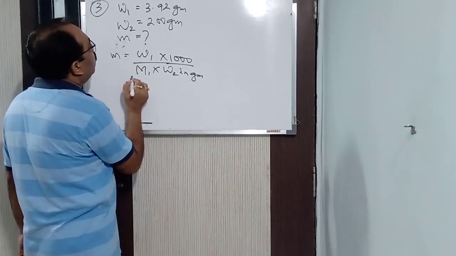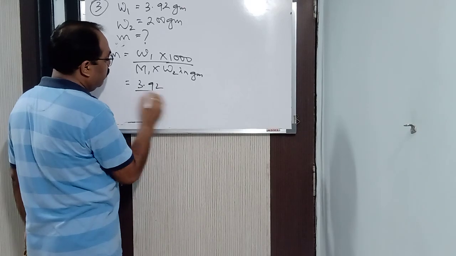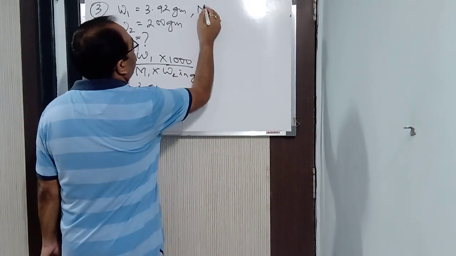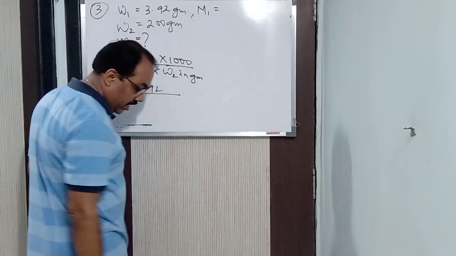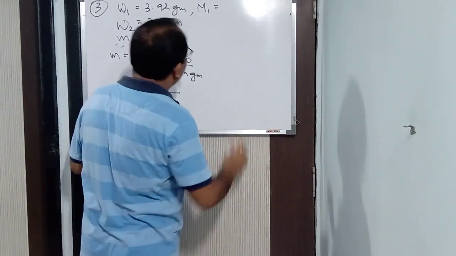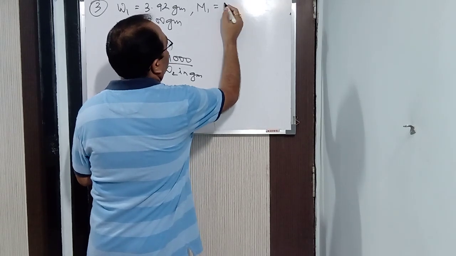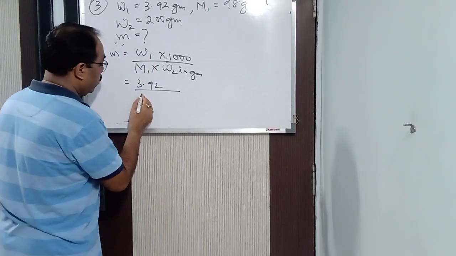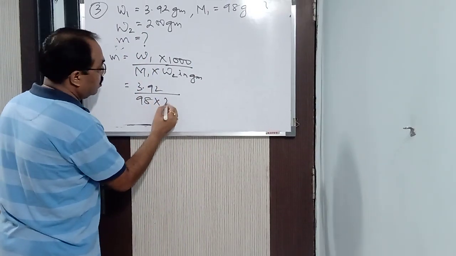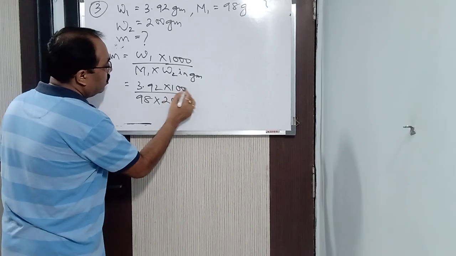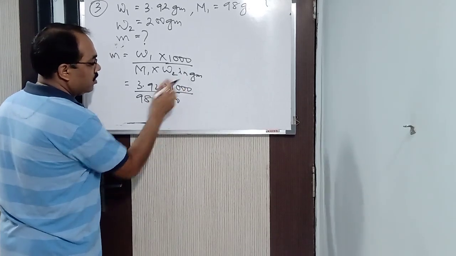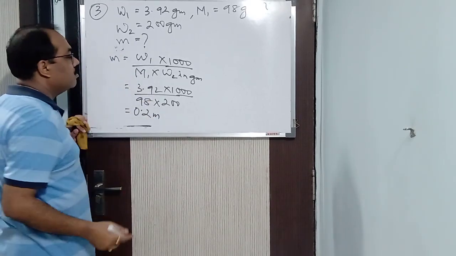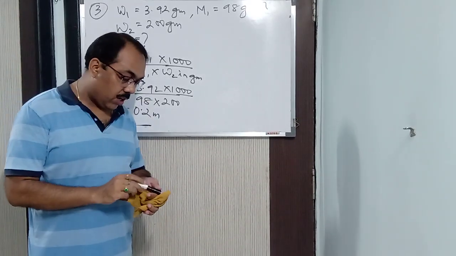So now, W1 is, just simply put the value, 3.92. Molecular weight M1, molecular weight of sulfuric acid, isn't it? So M1 is how much? You calculate and see, 98 gram per mole will come. H2SO4, so it is 98. W2 is 200. You need to convert into kg, so 200 by 1000, so it is into 1000 here. The answer will come to be 0.2 molal. So simple. You got the value?